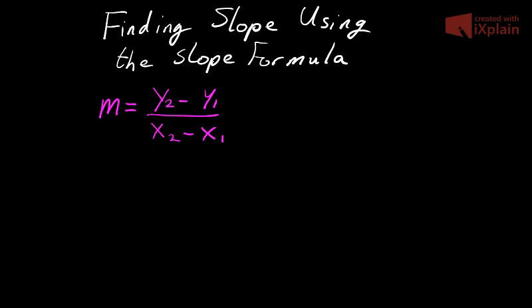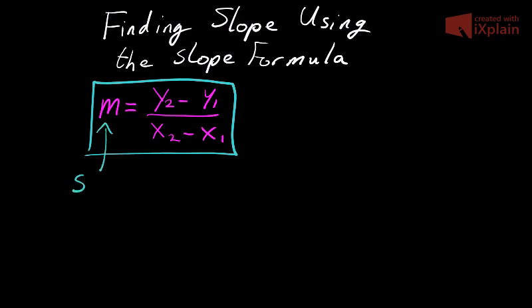So this part right here in purple is our slope formula. Let's make sure we get that written down. That is our slope formula. M stands for slope. I'm not quite sure who decided that, but M stands for slope. So our slope is equal to y2 minus y1 over x2 minus x1, which doesn't really make sense when we first look at it.